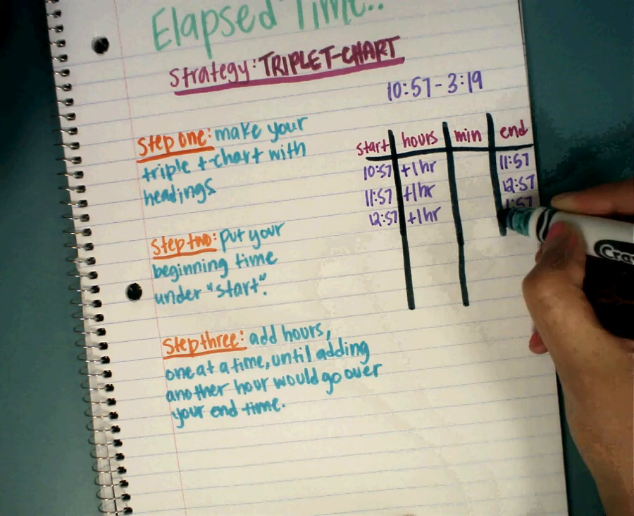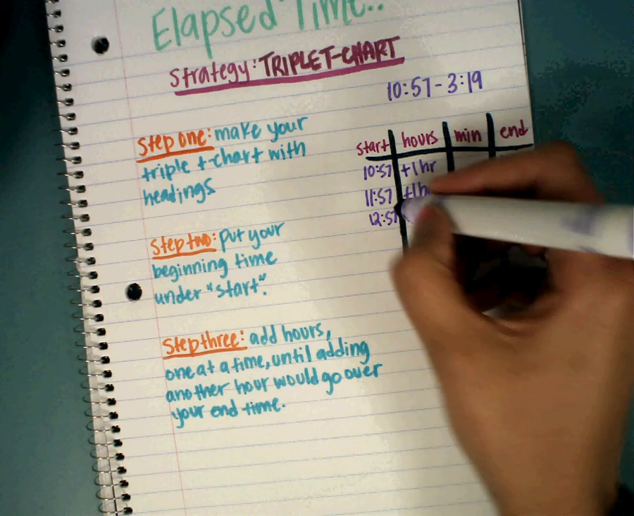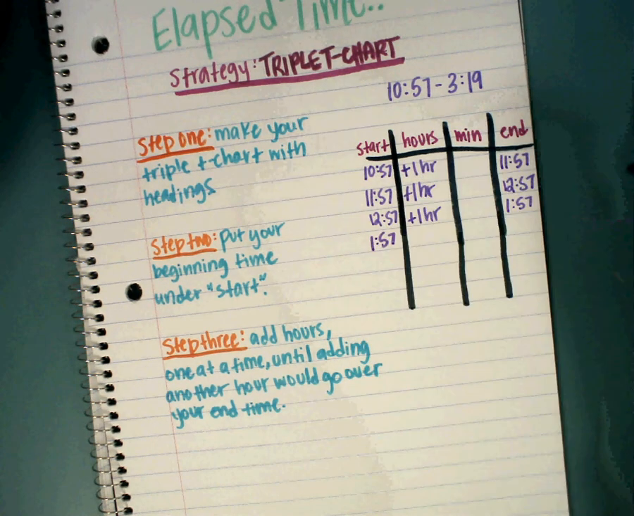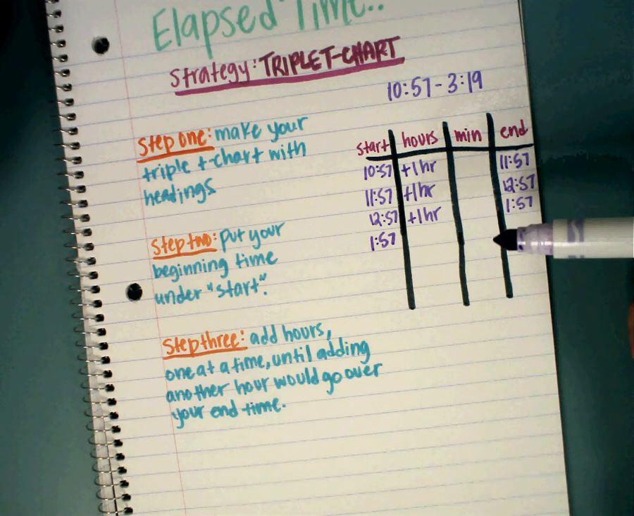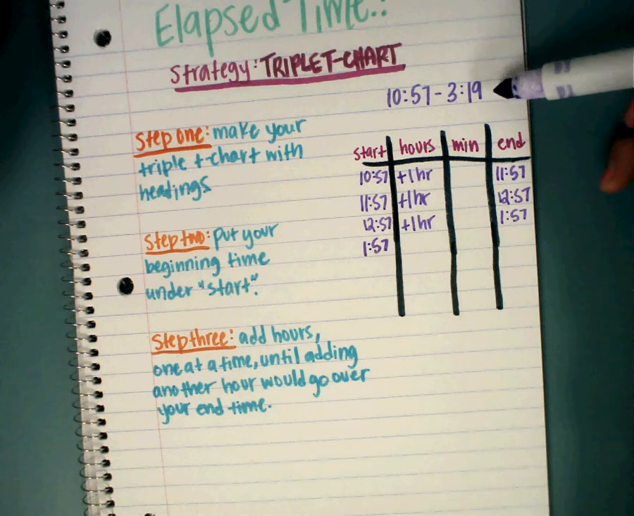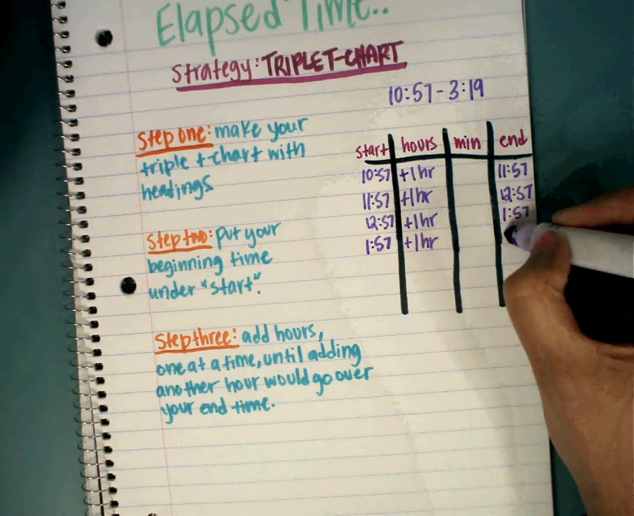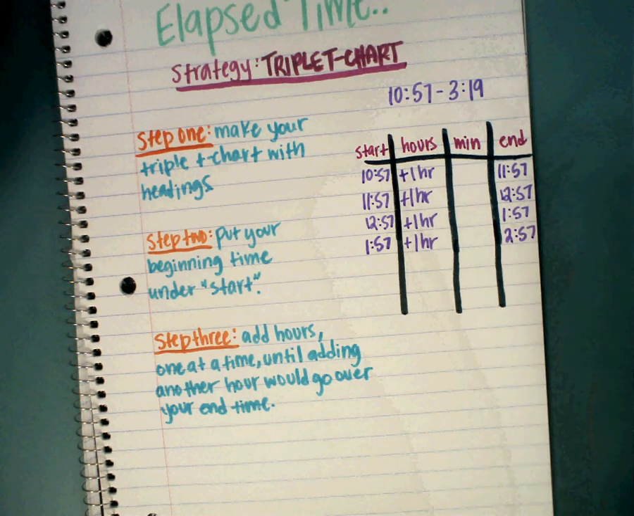So now I'm at 1:57. If I add an hour, that will get me to what? 2:57. Does that go over this right here? No, so I'm good. I can add it. Plus 1 hour gets me to 2:57. All right. 2:57 becomes my new start time.